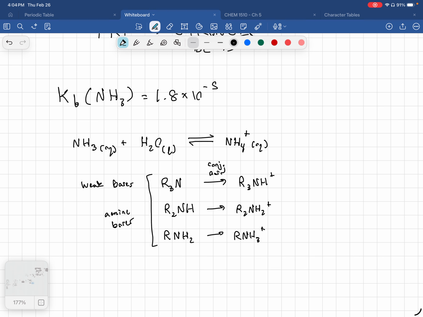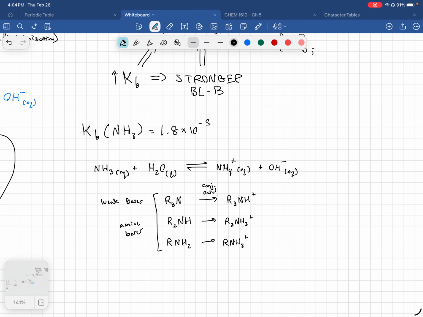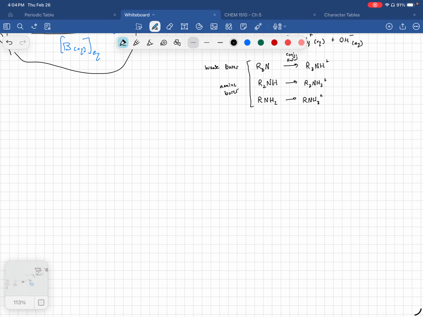So just to give you an idea, right? We write those things quite a bit differently than we write acids. The H's are going to tend to be on the right side of the nitrogen, unlike for acids where the H is on the left side of the chemical formula. Anyway, to complete this reaction for the Kb expression, NH3 plus H2O forms NH4 plus, and of course, OH minus, the conjugate base of water.